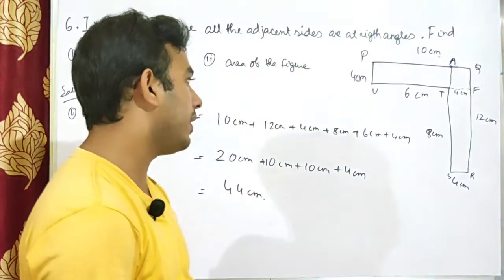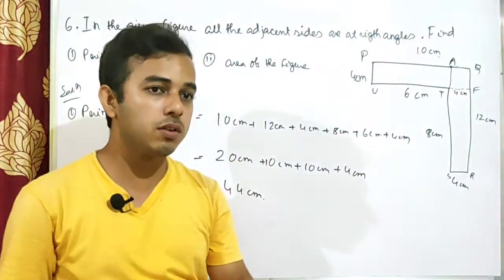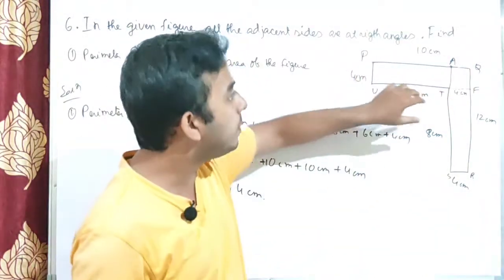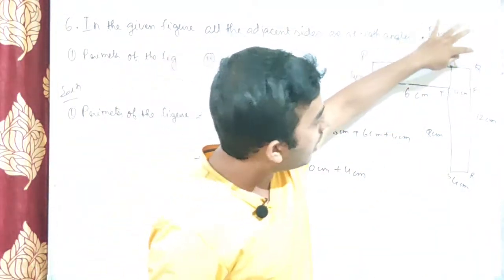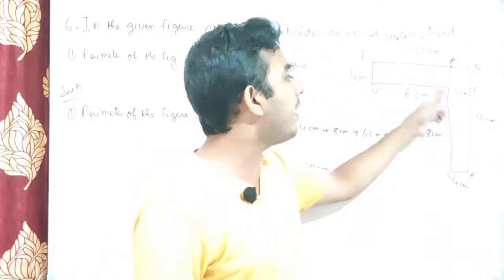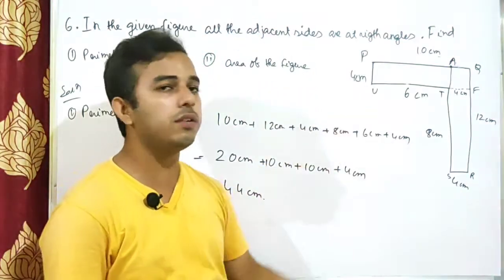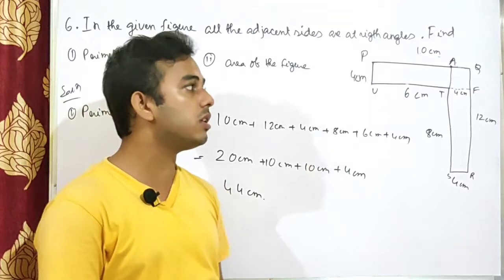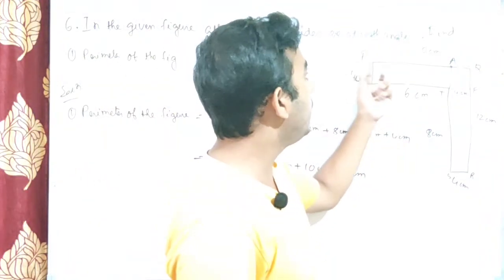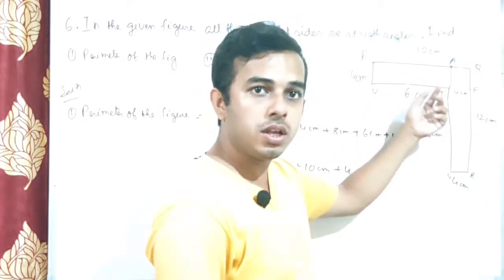Now look, if we find the area, suppose we cut the figure into two parts. PATU is one rectangle, and AQRS is another rectangle. If I find the area of both the rectangles, it will be the area of the figure. Now we know the length of PA is 6 centimeter, as I told you earlier.